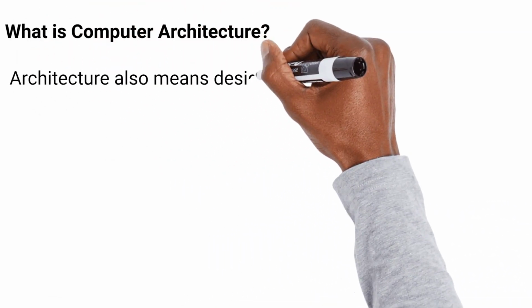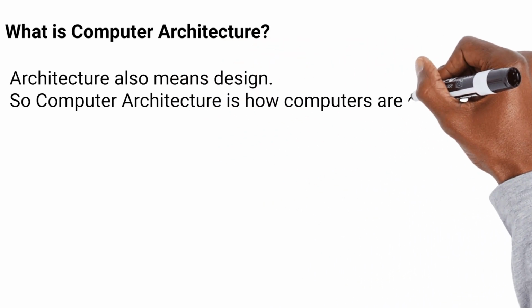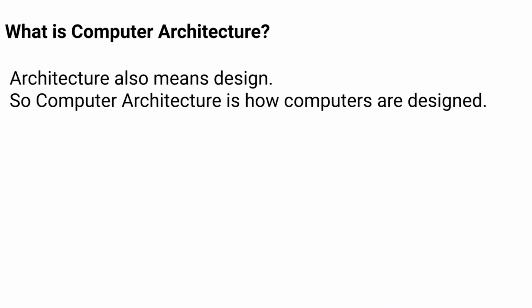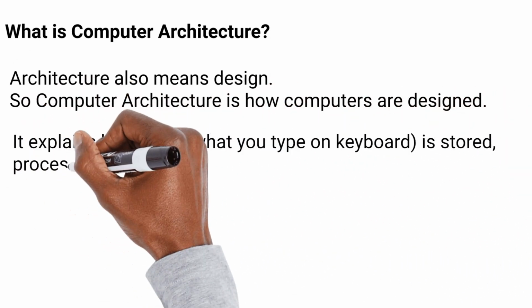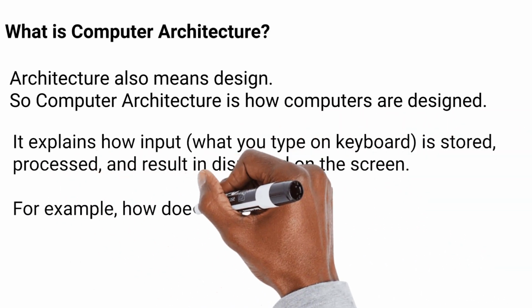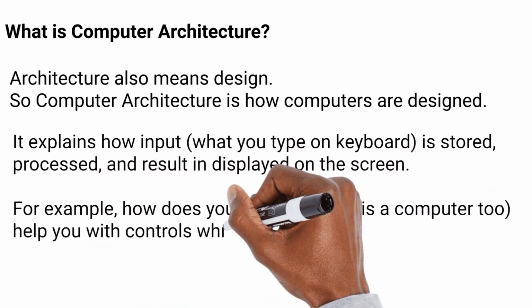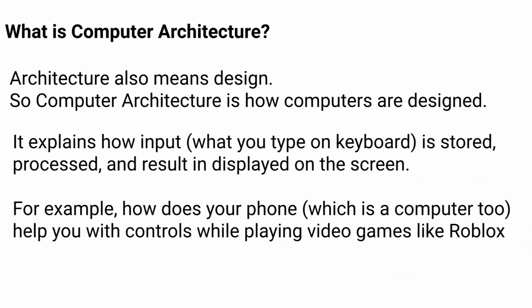So the first question is, what is computer architecture? Architecture itself means design. So computer architecture means how computers are designed, deep down, into the little details. Computer architecture explains how the input, what you type on the keyboard, is stored in your computer, how it is processed, and how the result is displayed on the screen. We're going to cover all of that so you know how everything works.